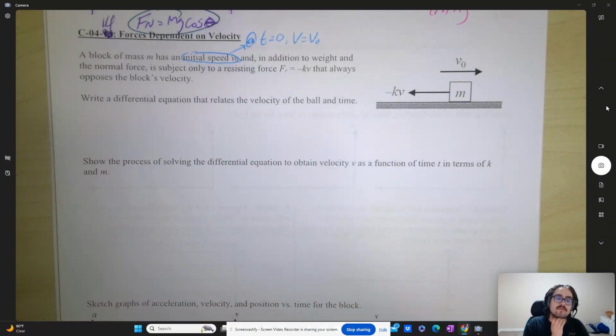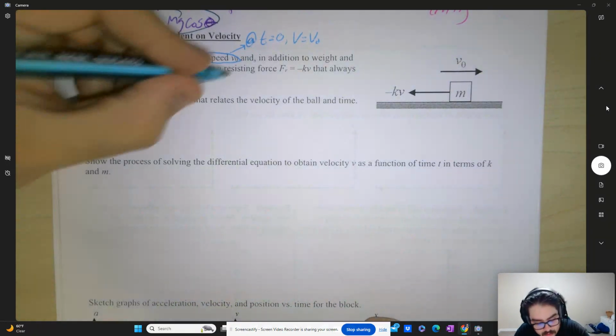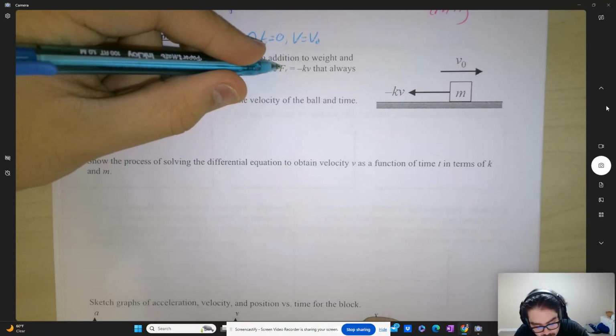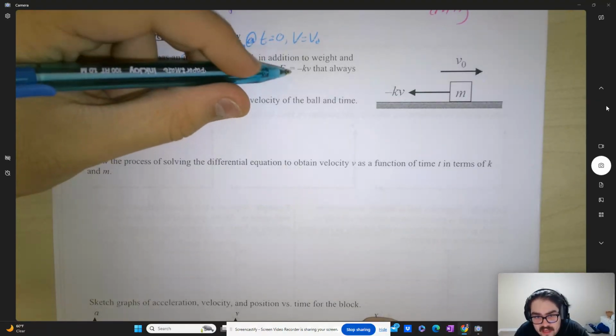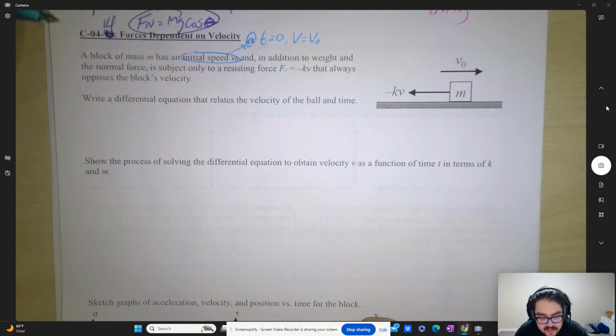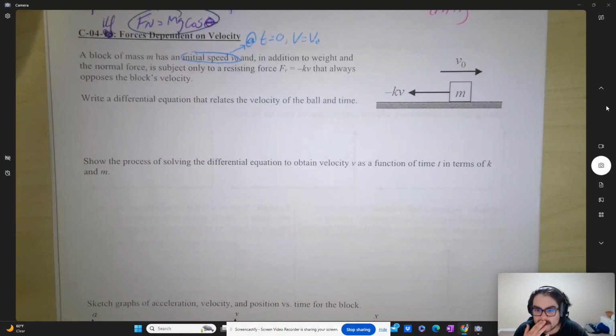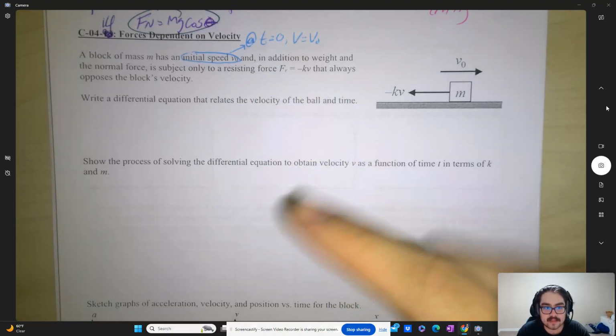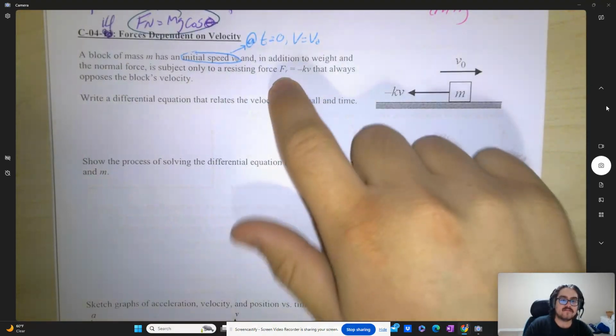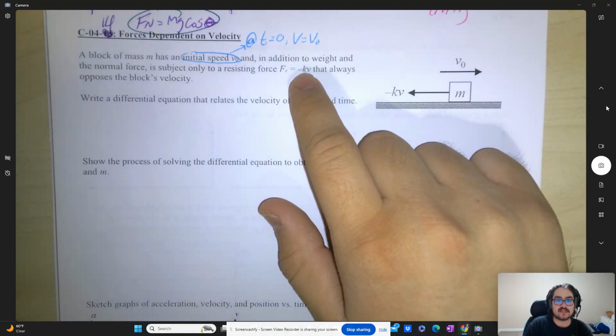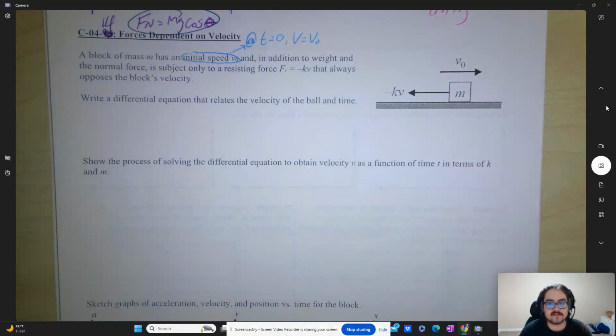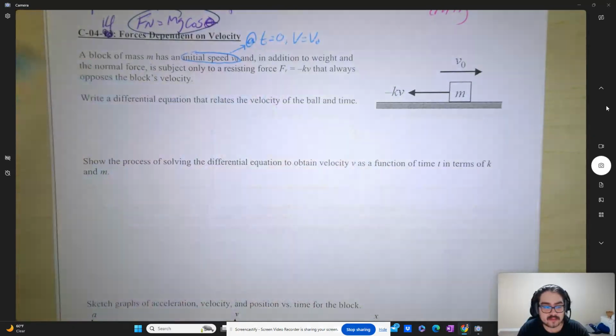In addition to weight and normal force, it is subject only to a resisting force. This is F, it looks like F sub v equals negative kV. So this is maybe something like a drag force, okay? Or maybe like a friction force or something that resists it, and it varies with the velocity, right? It always opposes the block's velocity, so it doesn't matter if it moves to the right or to the left, it'll oppose the velocity, okay?